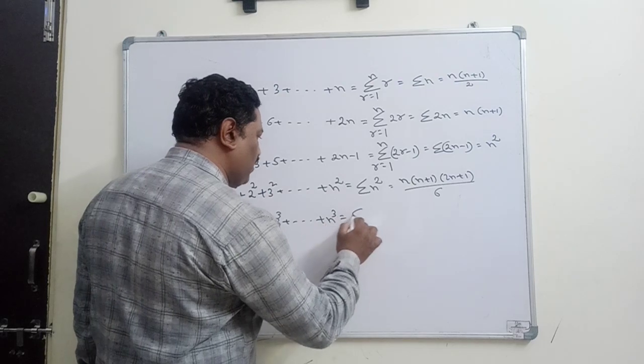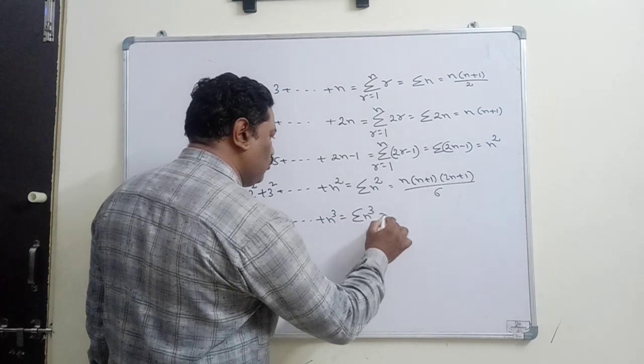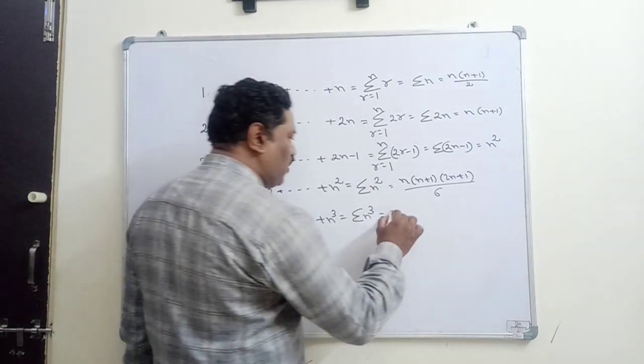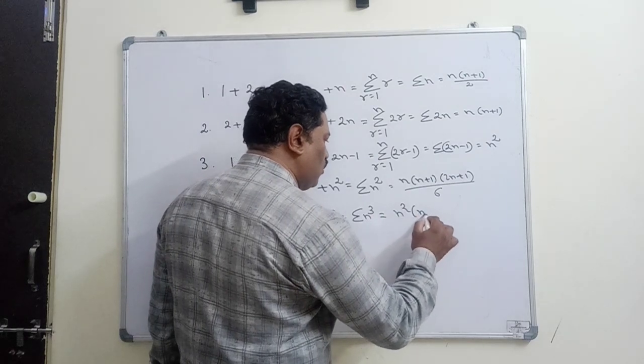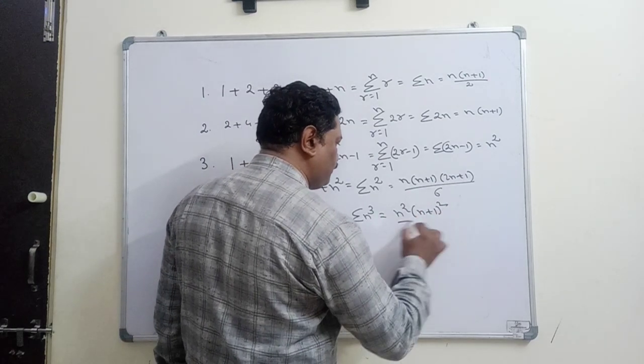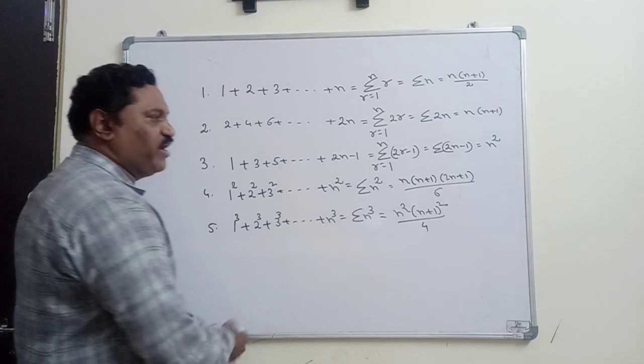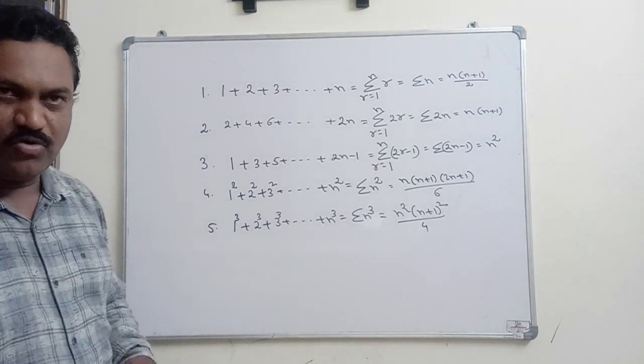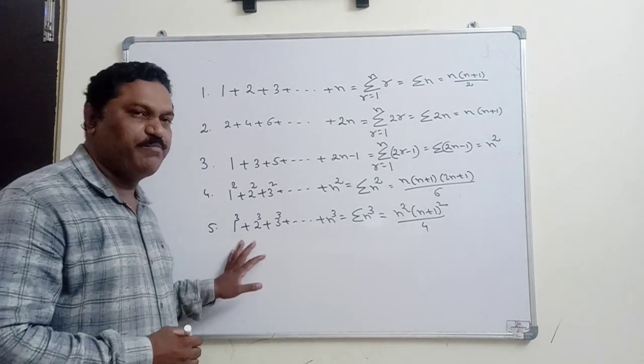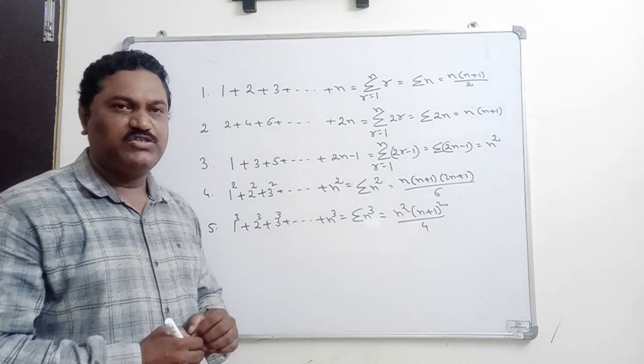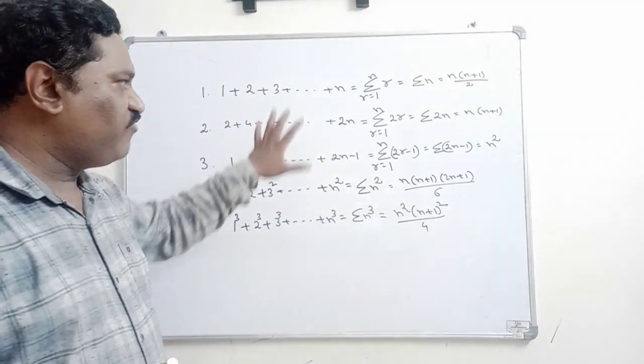That is simply we can write that sigma n cube, so that is n square into n plus 1 whole square upon 4. So this is the formula for the sum of the first n cube natural numbers. So we have to remember these 5 formulas.